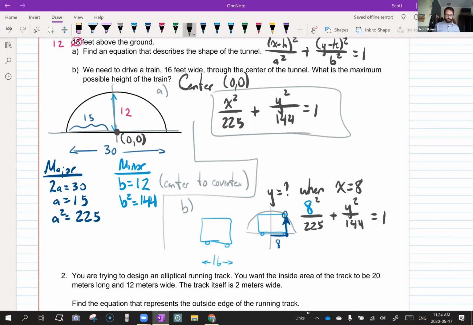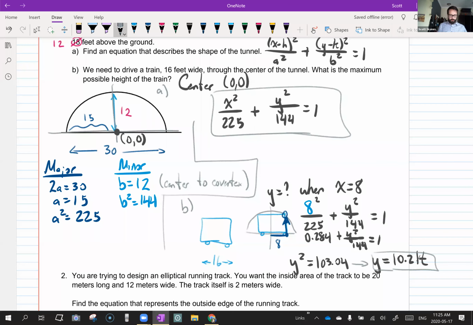That will give us, if we solve this, y squared. So x squared over 225 gives us 0.284, plus y squared over 144 equals 1. I'm just going to skip to the final answer here. I'm going to find y squared. You can try this yourself. I'm going to take 1 minus 0.284, and then multiply that by 144. It'll give me this. And then I'm going to square root it. Square root of that is 10.2 feet.